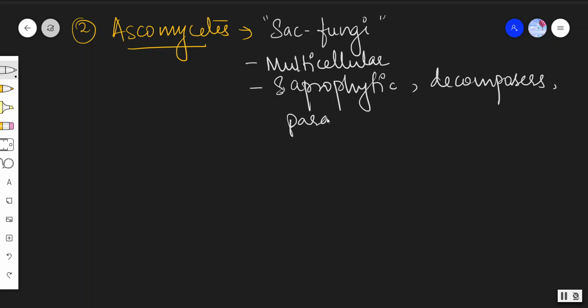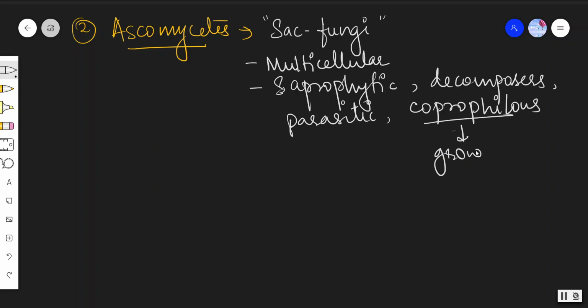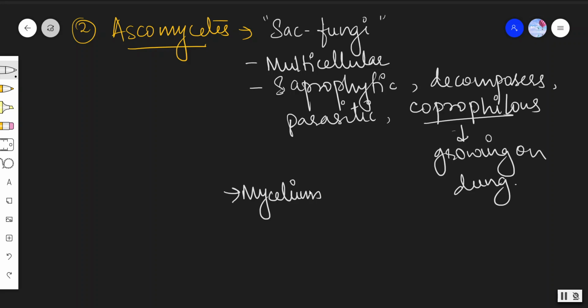They are parasitic, and they are coprophilous as well. What is the meaning of coprophilous? Which grow on dung, cow dung, buffalo dung. Okay, clear? The mycelium is branched. Septate, has cell wall.